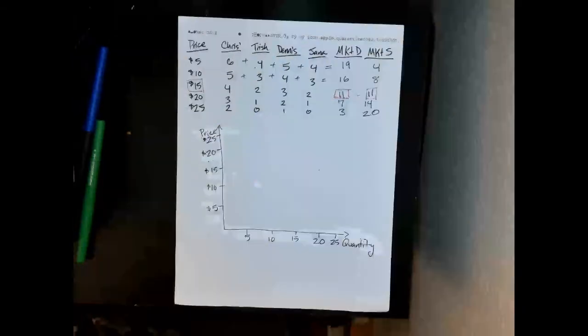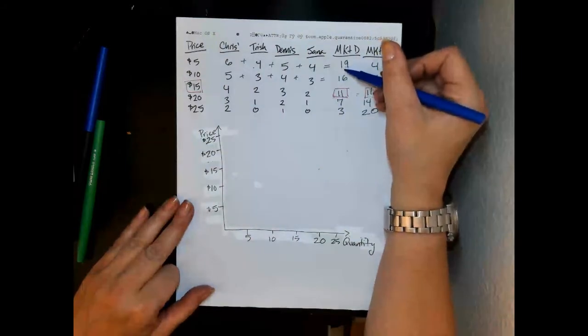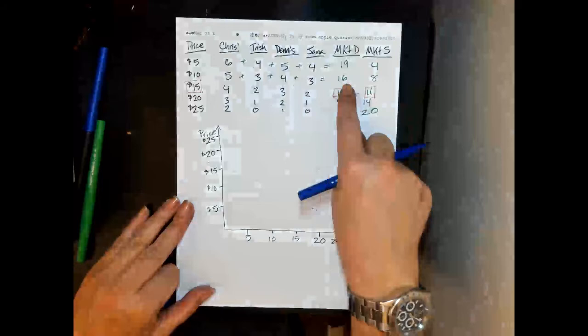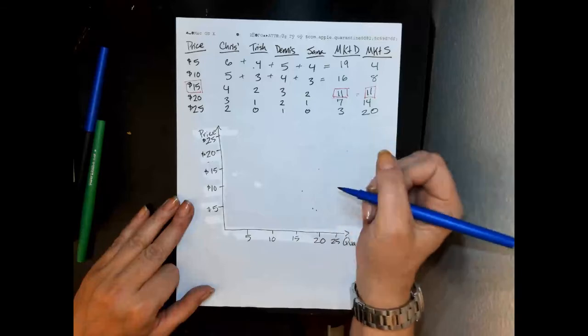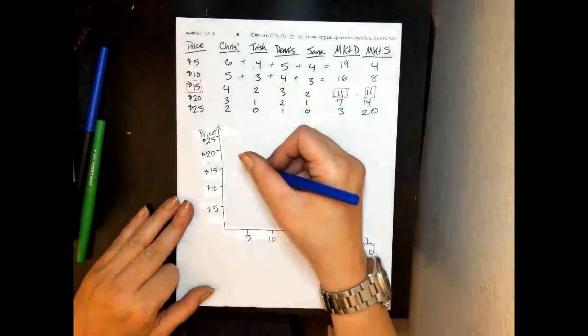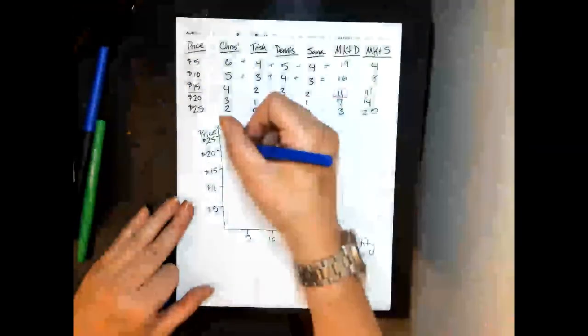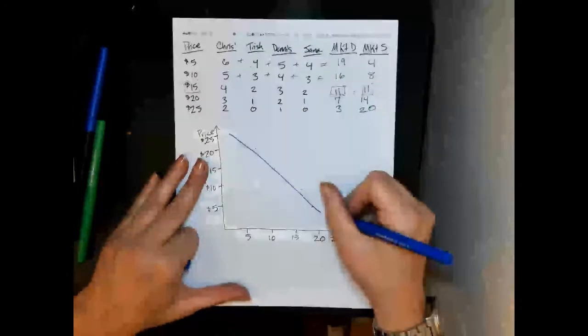And then I want to go ahead and graph my market demand. So my market demand says that at $5, I'll demand 19 books. So $5 and 19 books. It's going to be right about there. At $10, the market demands 16 books, so it's going to be right about there. At $15, the market's going to demand 11 books. And at $20, the market demands 7 books. And at $25, the market only demands 3 books. So that gives me a demand curve that looks generally something like that.